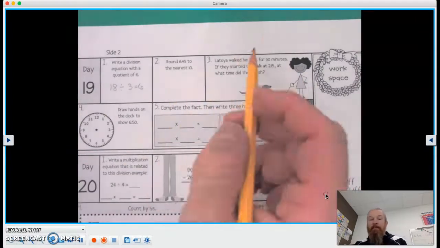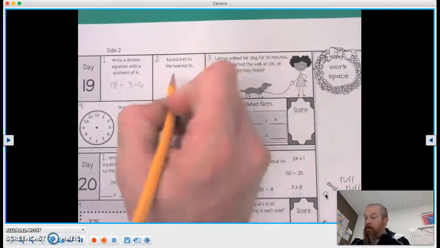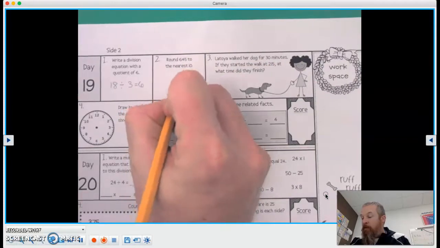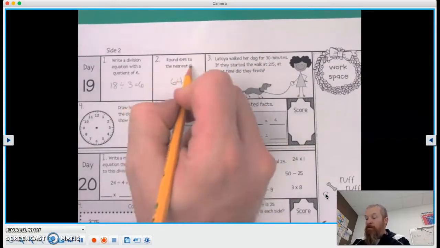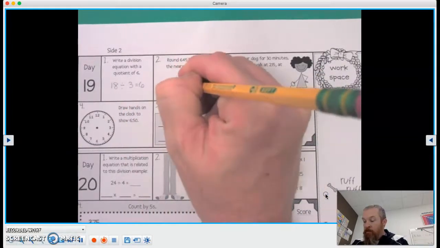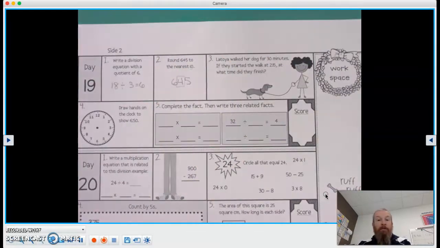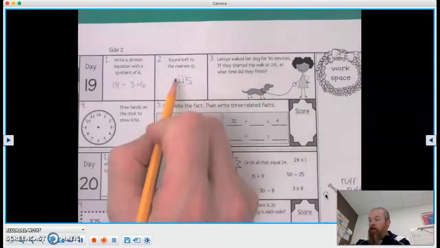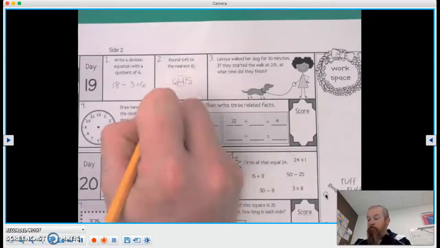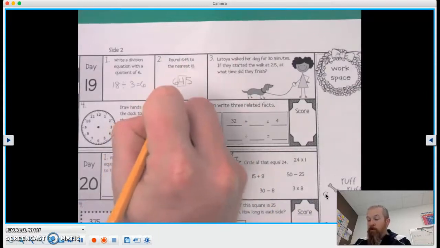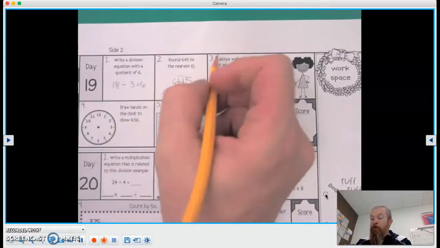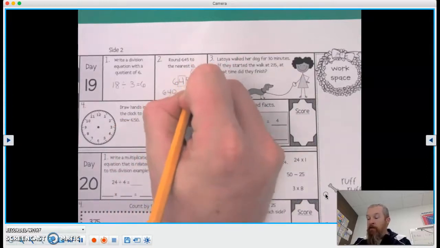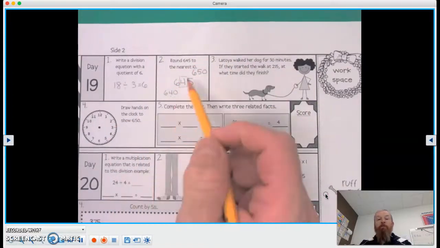Round 645 to the nearest 10. So I'm going to write that big. All right, to the nearest 10. So that means we have to put a box around that so we know what we're looking at, right? So 640. One more 10 than 640 would be 650. So it has to be one of those two.